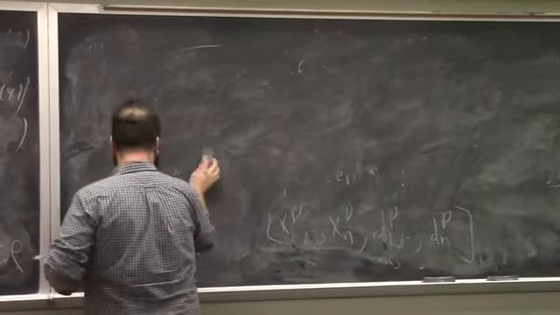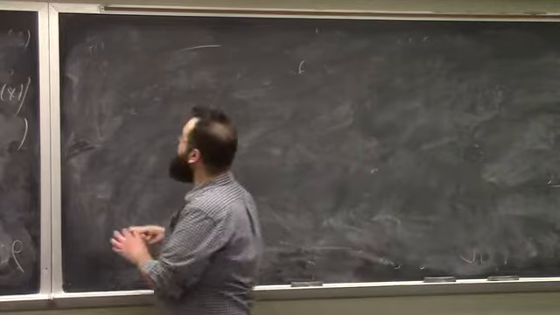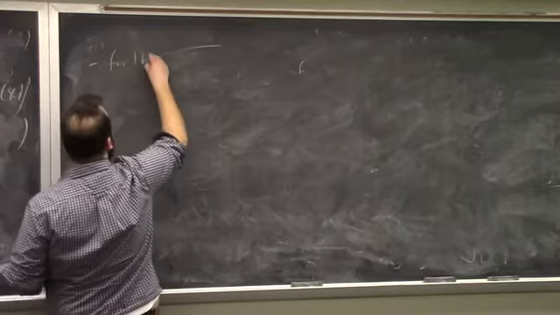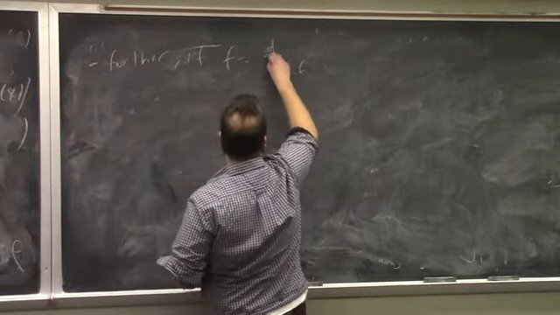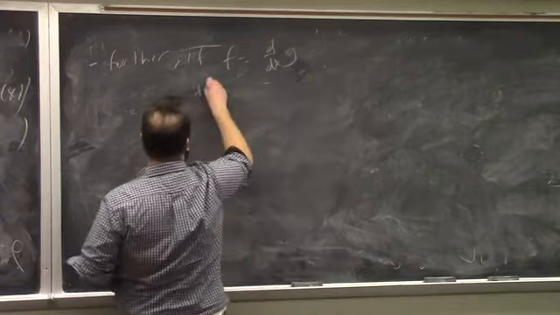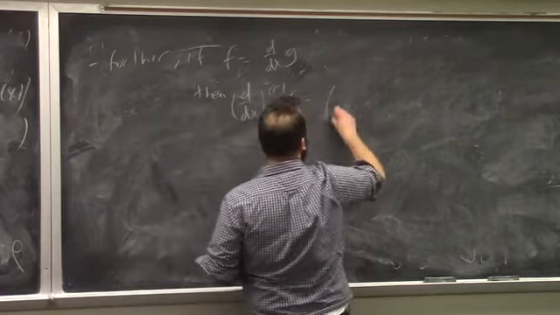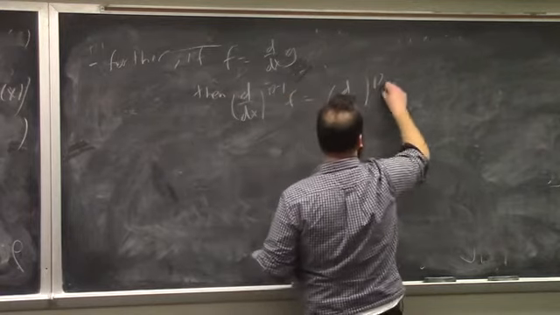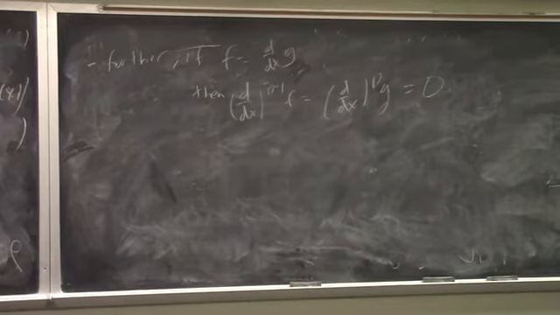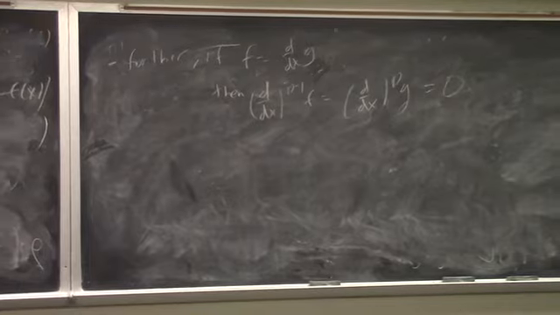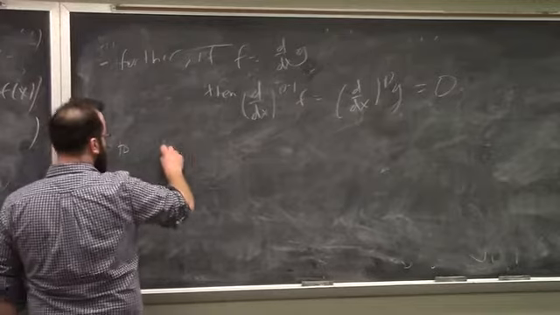So if f is the derivative of a function already, then p minus 1 derivatives of f are 0. So further, if f is d by dx of g, then (d by dx) to the p minus 1 of f is just (d by dx) to the p of g, and that is 0.